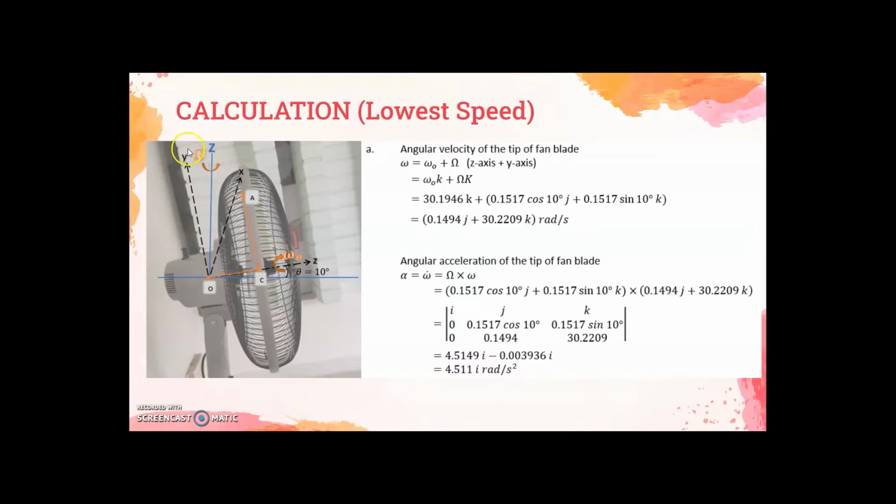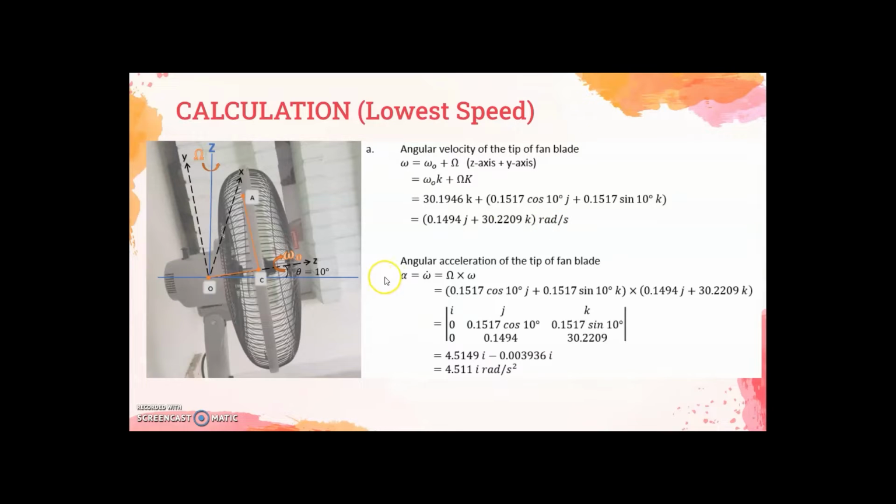And the value of capital omega is equal to 0.1517 radian per second. It needs to be multiplied with the vector k, which is cos theta j plus sin theta k, to resolve it into perpendicular components in the z-axis and y-axis direction. Then we will get the answer of 0.1494 j plus 30.2209 k radian per second.